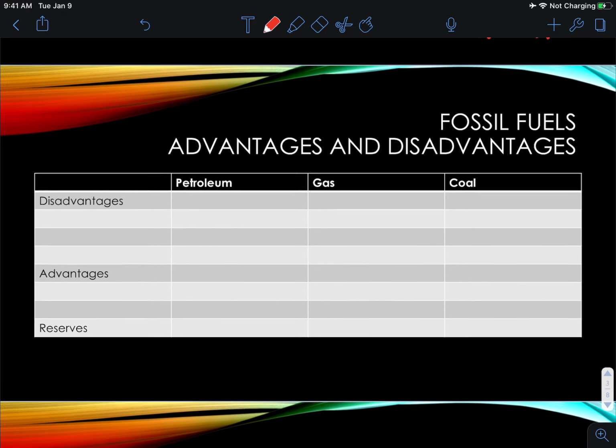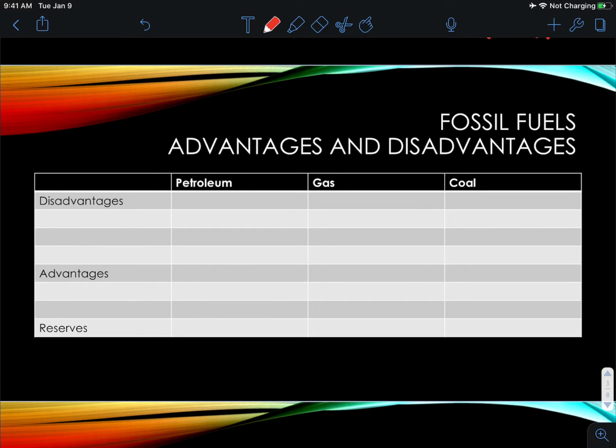So this table here I'm going to allow you to fill out when you get the time. But what I'm going to do is fill out the bottom of it for you. So basically what we're looking at here is advantages and disadvantages and the reserves of petroleum, natural gas, and coal. I'm going to allow you to fill out the advantages and disadvantages because your chapter is structured in just that way that you can fill that out.